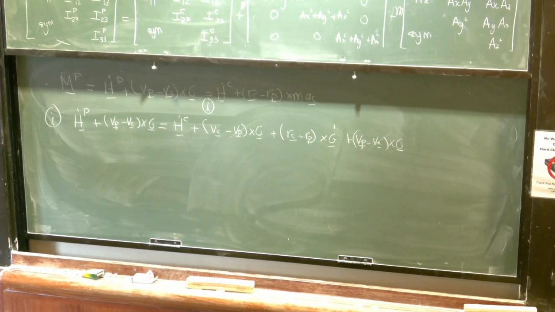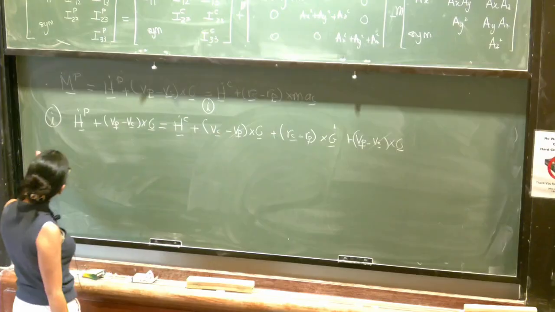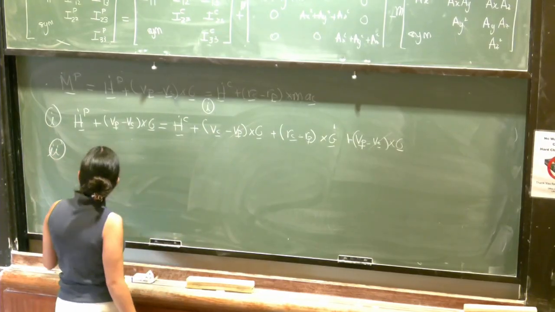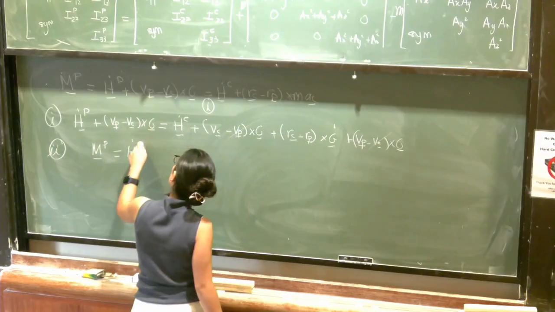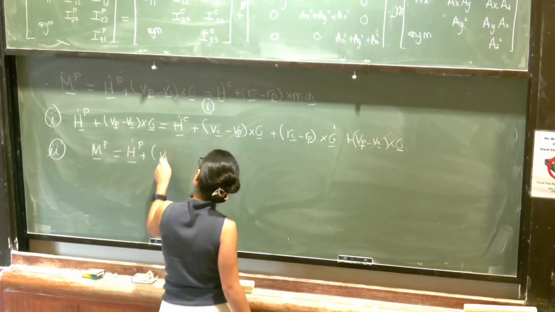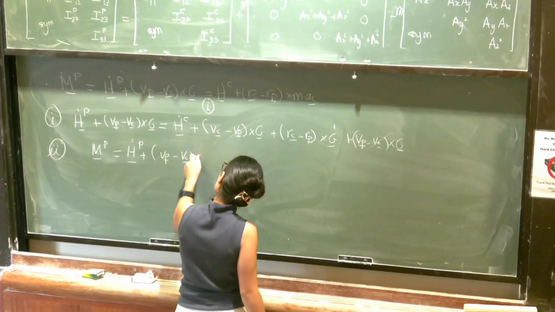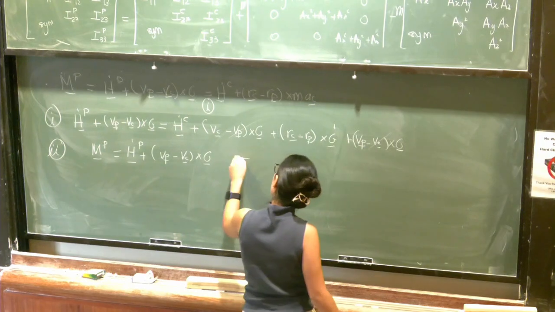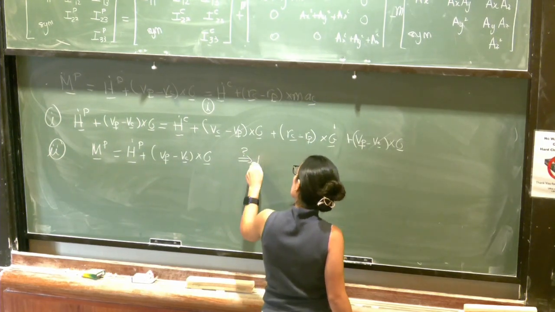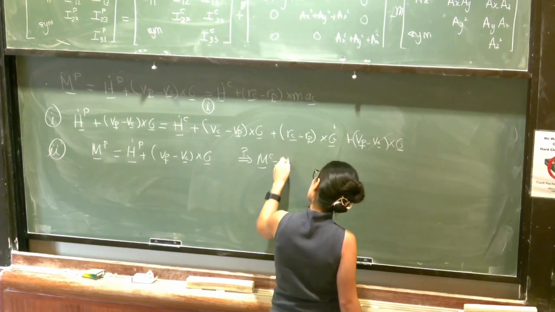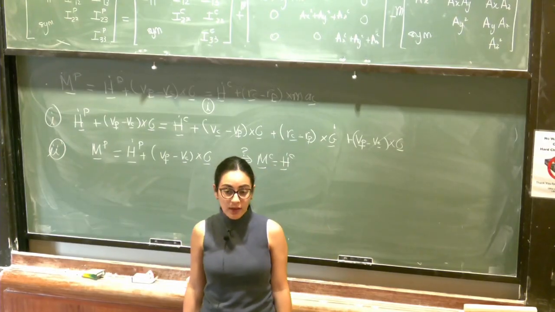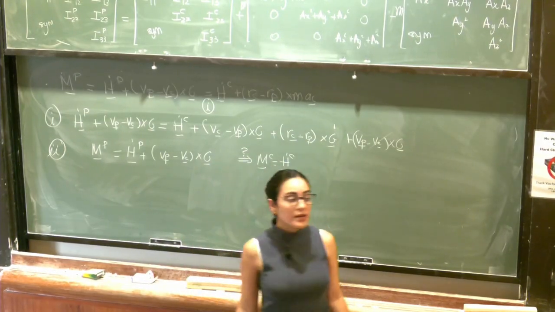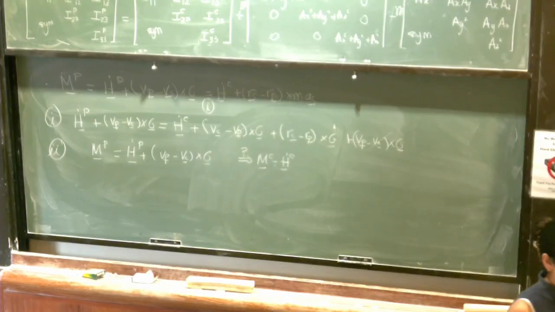The second thing I want to show is that MP is equal to H dot P plus Vp minus Vc cross G. I can simplify this to get MC is equal to H dot C. So, any ideas on how should I start? I think all the equations I need are on the board.